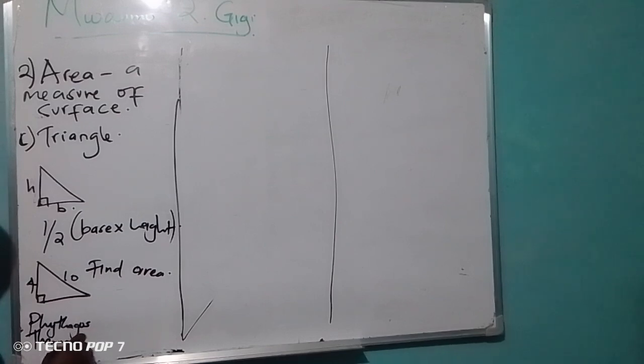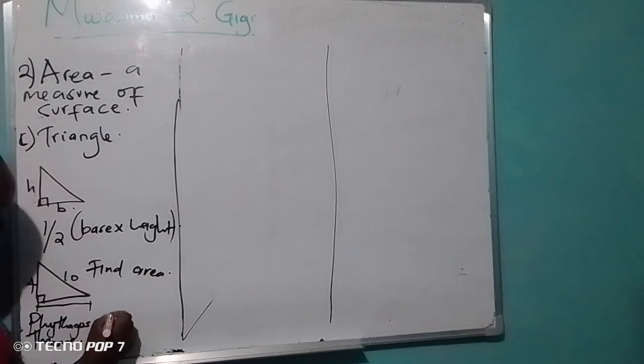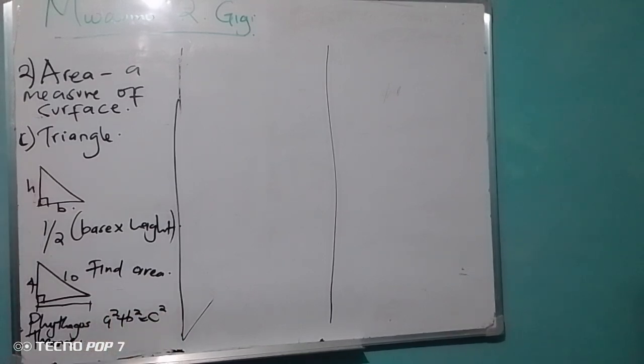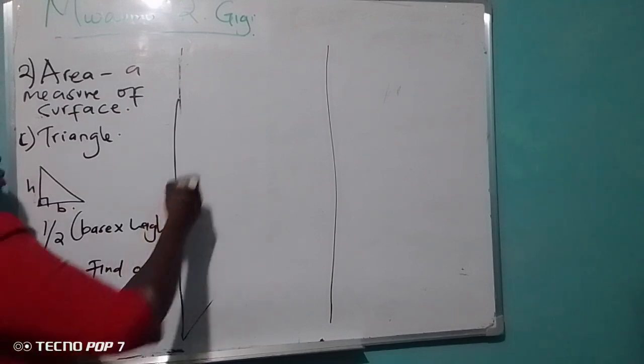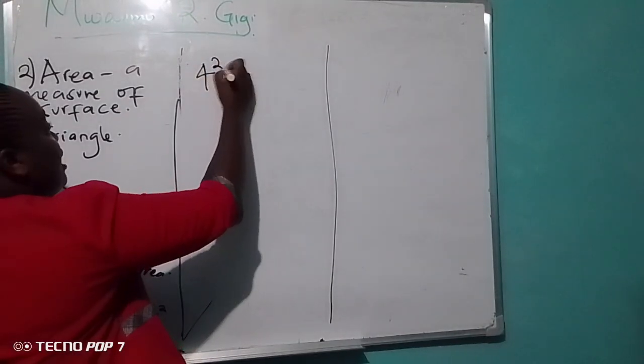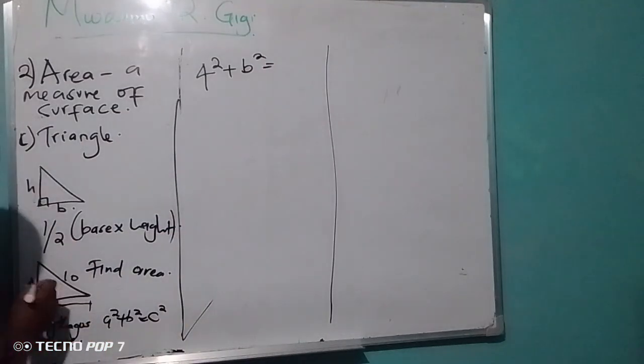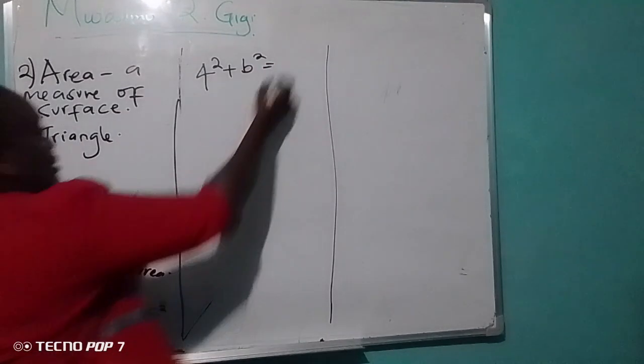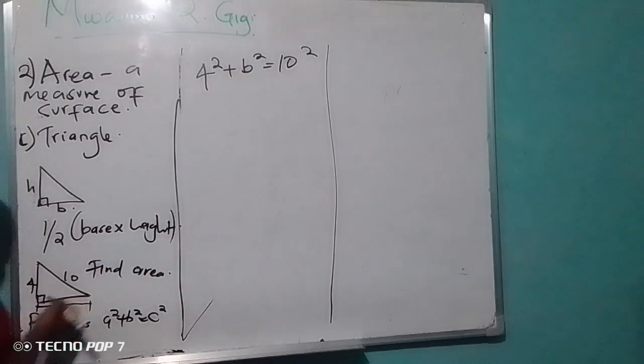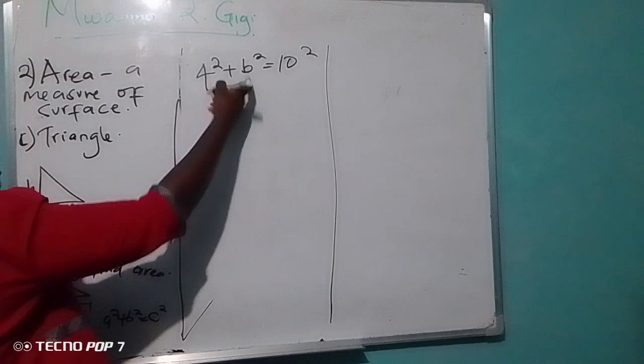We'll introduce the Pythagoras theorem to find the base. So it will be a squared plus b squared is equal to c squared. So we have a squared, which is 4 squared, plus b squared, is equal to c squared. C is 10, isn't it? It's 10. So 10 squared. Yeah? So we introduce the Pythagoras theorem to find the base.